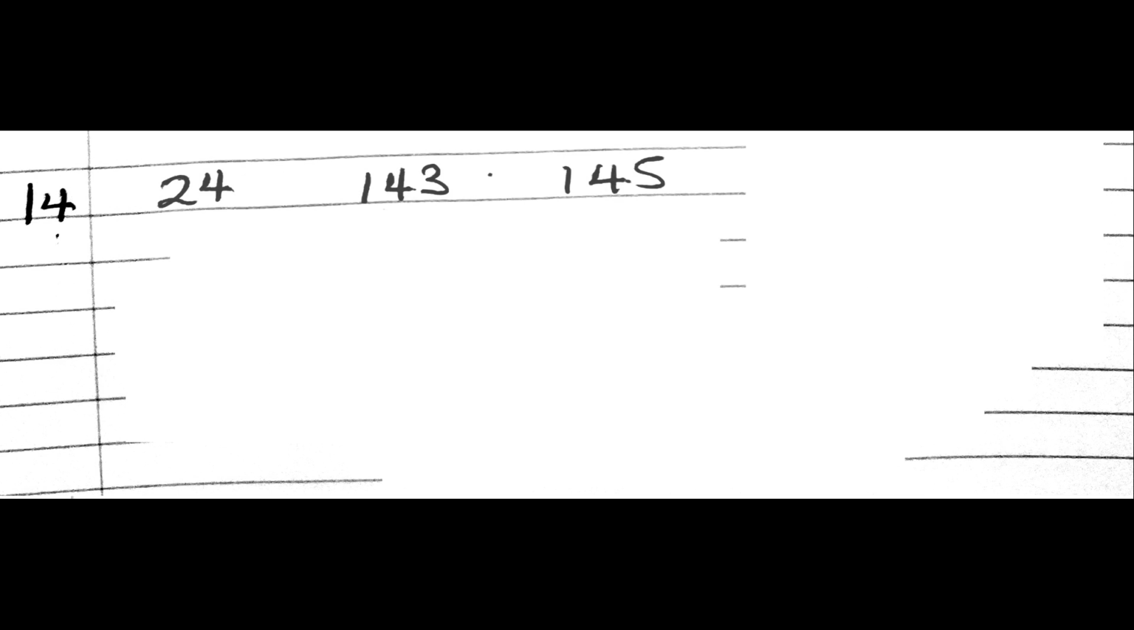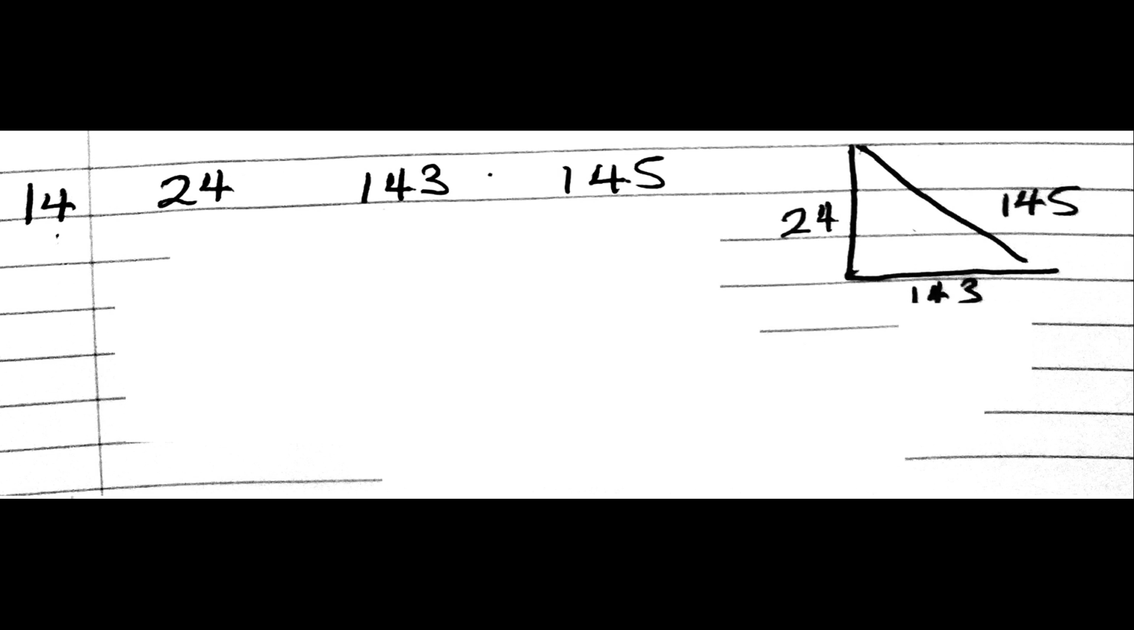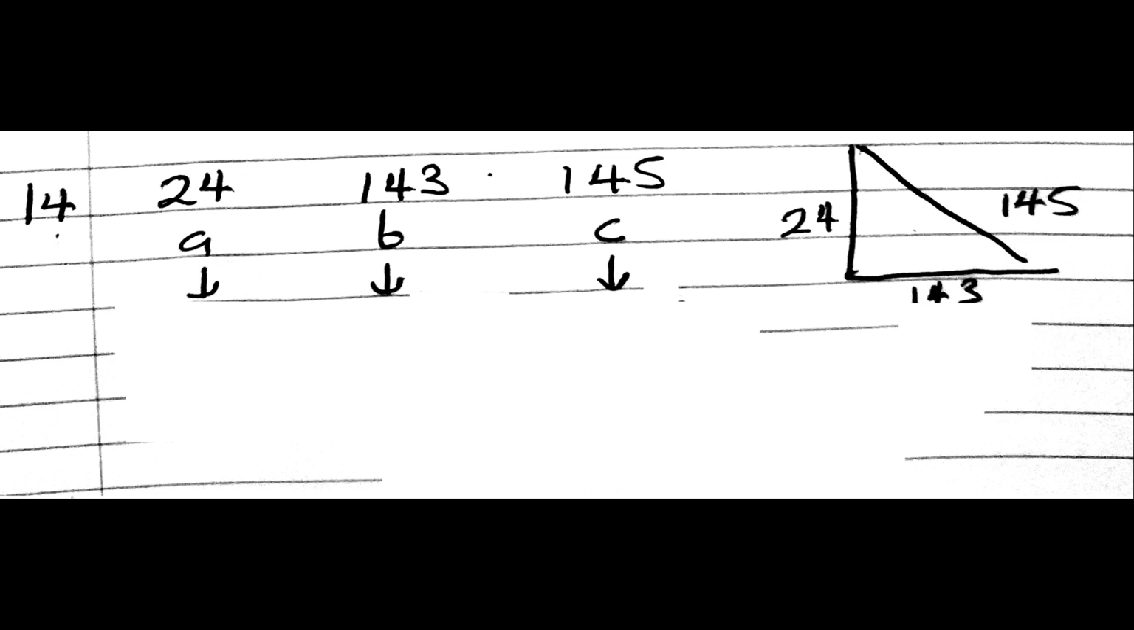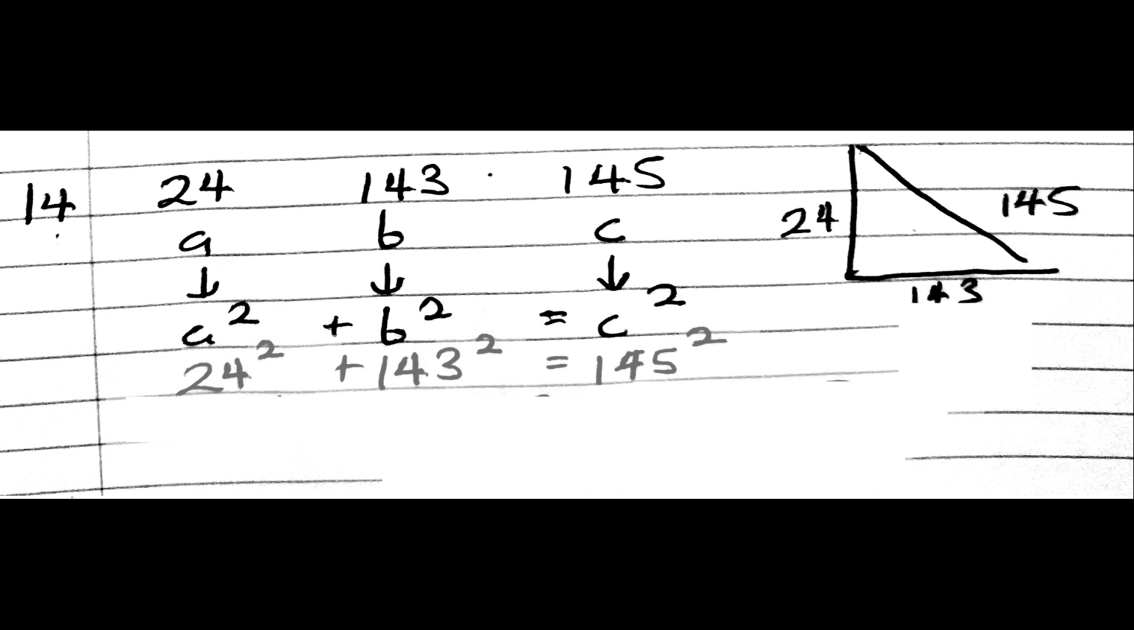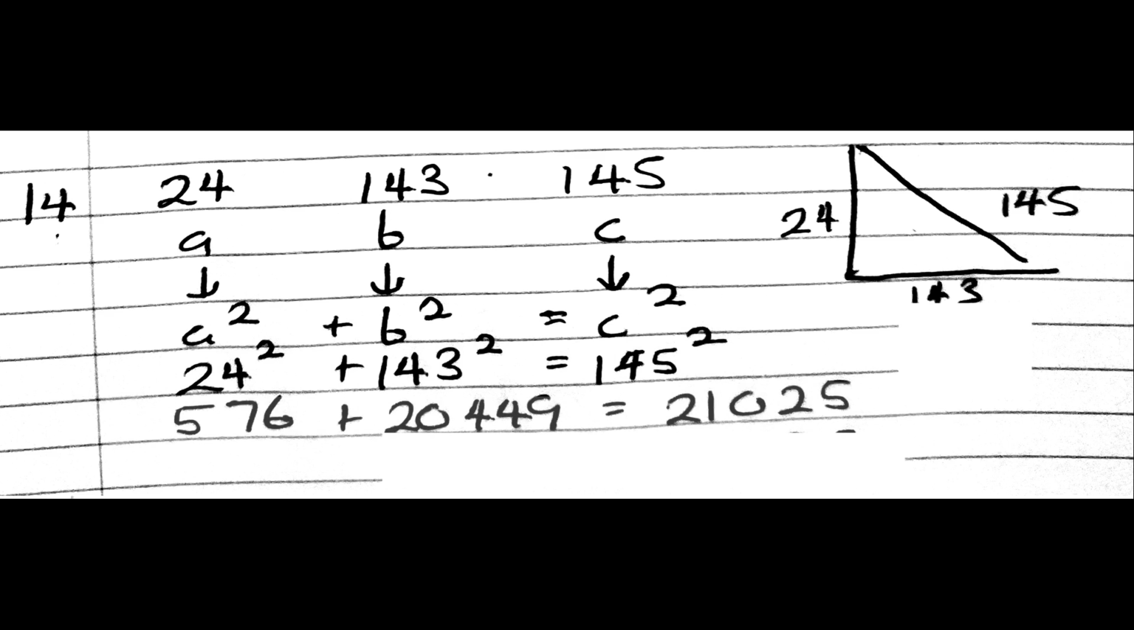So we have 24, 143, and 145. Here's our triangle again. And let's see, we have our sides A, B, and C, 24, 143, 145. And let's go ahead and plug that into the Pythagorean theorem. Again, this is just substitution. It's just another way of using the idea of substitution, just plugging in a number where you see a letter or a variable. So 24 squared plus 143 squared equals 145 squared.